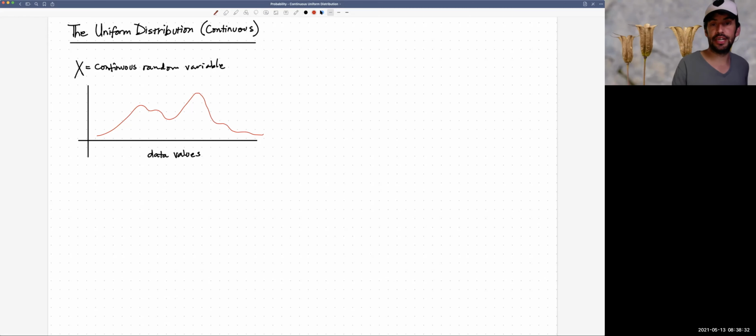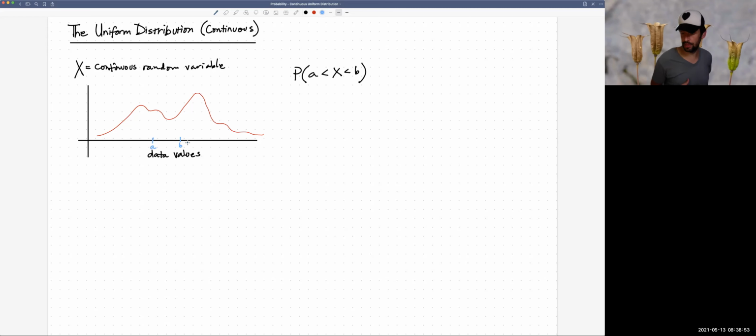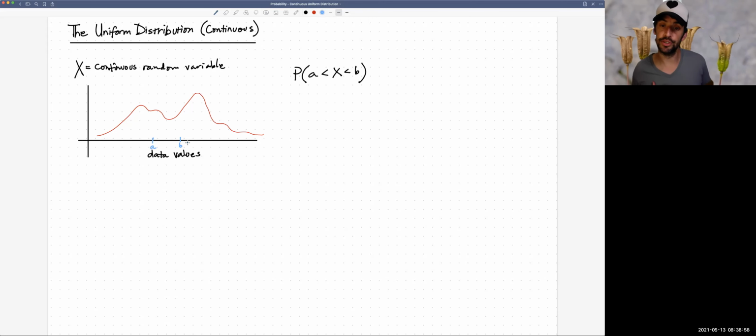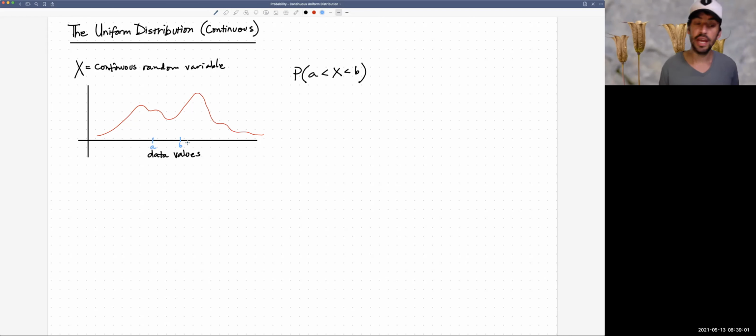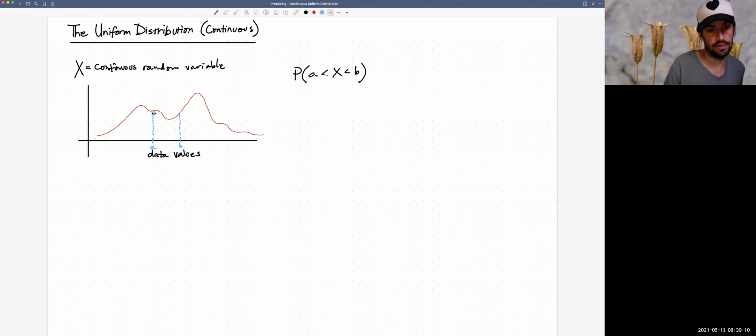And the way in which we'll find probabilities, for instance, if I wanted to know the probability that my random variable was between two values, say A and B, two data values, right? I want to know the probability that whatever this experiment is, the result is between A and B. Then I look to this distribution and I look at the area under the curve between these two values.